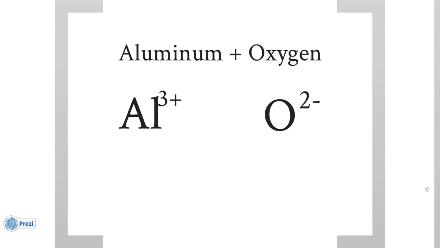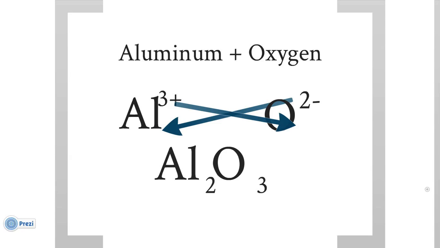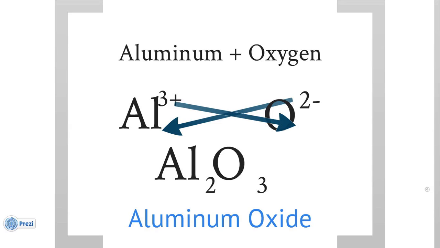Now, there's a shortcut to actually getting the right formula, and we can do that simply by crossing the charges. For example, aluminum and oxygen. That was a really difficult one, but with the shortcut, it's easy. We see that aluminum has a charge of +3. Well, that +3 is going to go into the bottom right-hand corner. Oxygen has a charge of -2. That -2 is going to go into the bottom left-hand corner, and that gives us Al2O3, aluminum oxide.